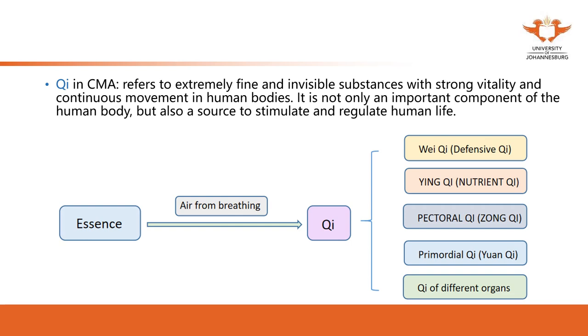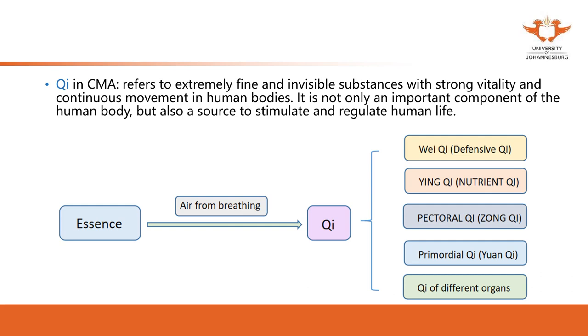So in the other way, to prove that qi should not stop, it needs to move in the correct order. It's not only an important component of the human body, but also a source to regulate human life. If the movement of qi is irregular, such as if the qi is supposed to go down, for instance the stomach qi, the food we eat goes from your mouth to your stomach, to your intestine, the qi flow needs to go downward. However, in some conditions, they move up. So that's irregular qi movement.